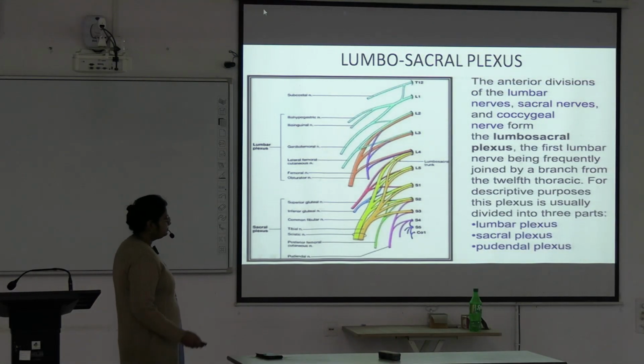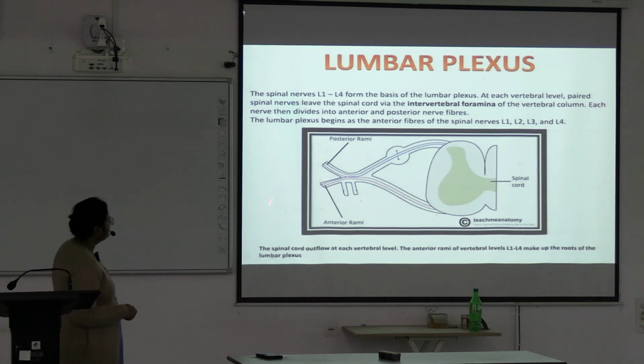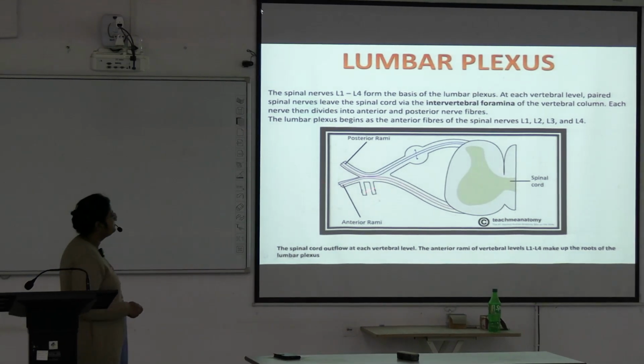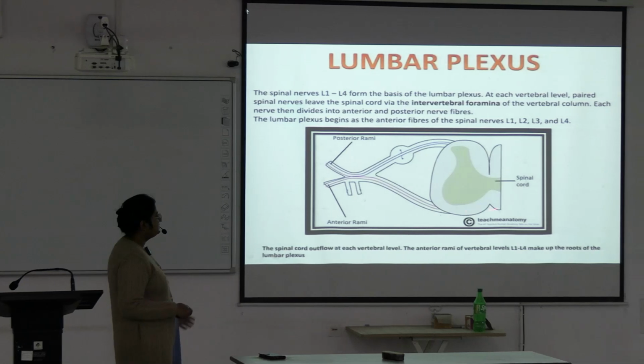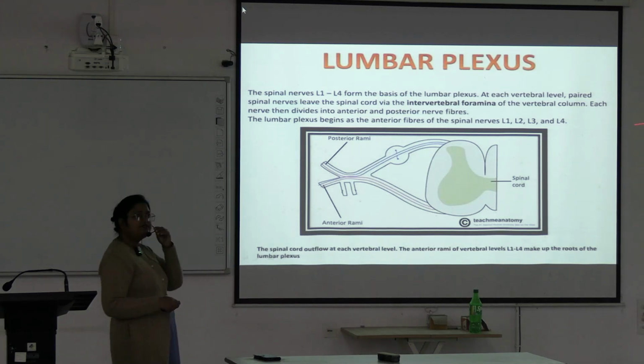Next. See here, ventral rami. What is ventral rami? It has been shown. So this is a section of the spinal cord from the posterior aspect. This is the dorsal root, and from the anterior aspect, this is the anterior root or ventral root. Okay. So through the posterior root enter the sensory fibers, and from the anterior root come out the motor fibers.